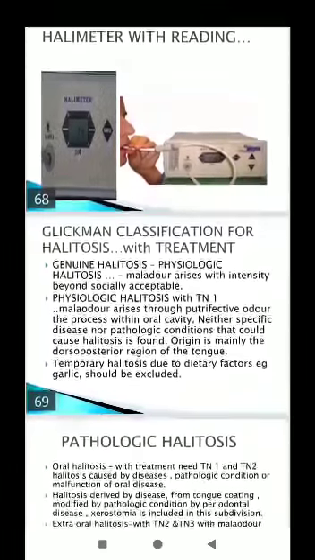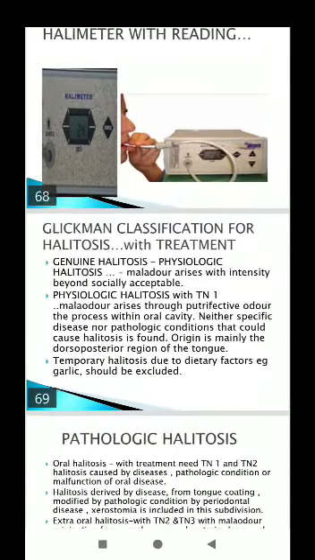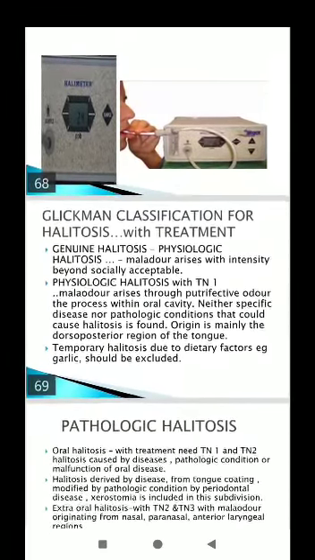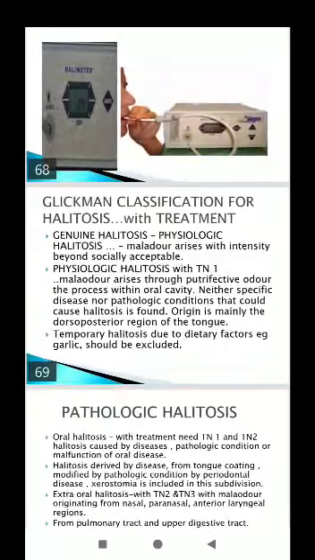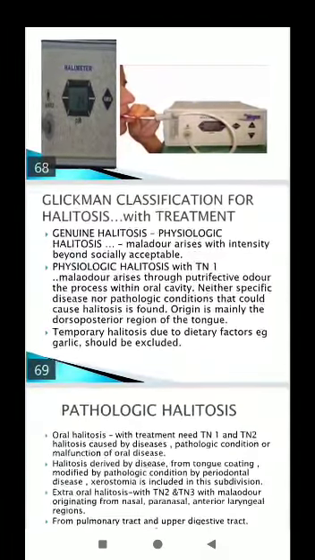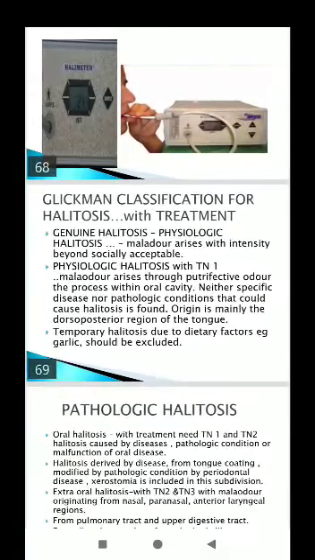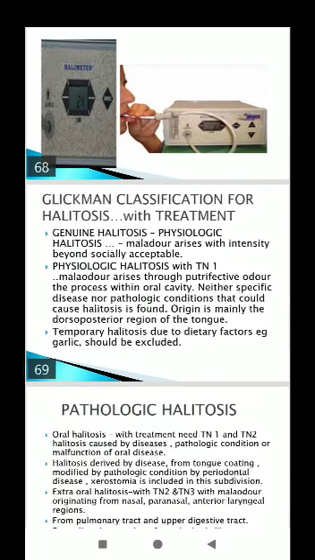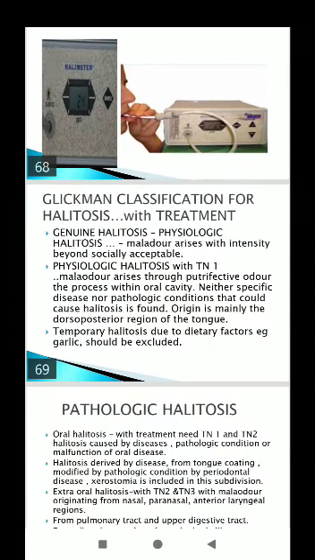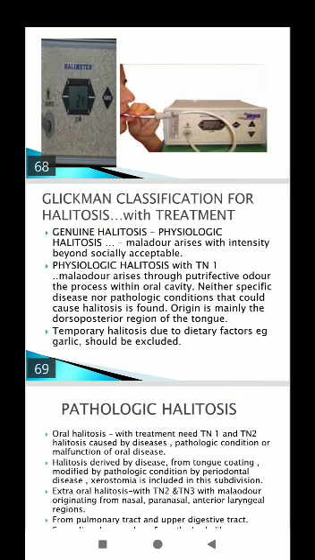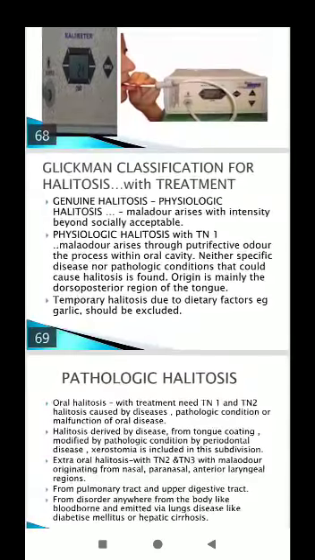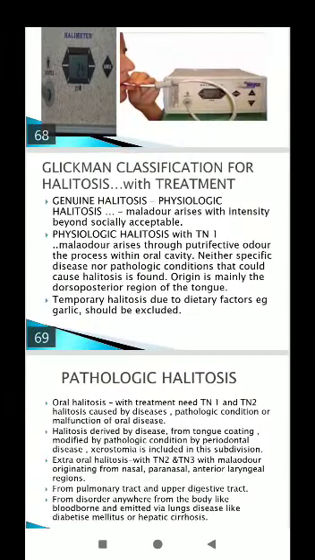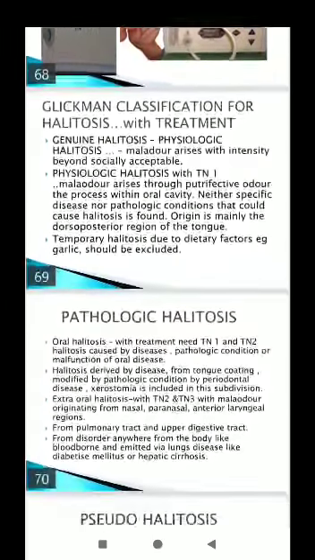Glickman's classification for halitosis with treatment: genuine halitosis, which is also known as physiologic halitosis. Malodor arises with intensity beyond socially acceptable. And physiologic halitosis with treatment 1, malodor arises through proliferative odor. Temporary halitosis due to dietary factors, for example garlic, should be excluded.